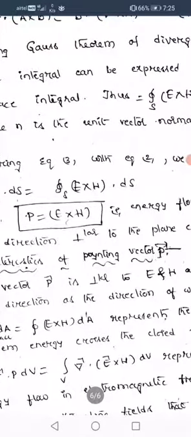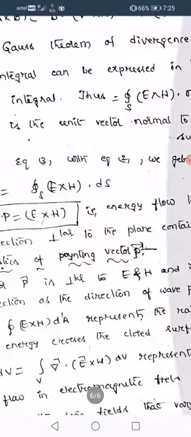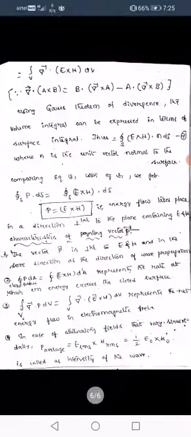That energy flow takes place in a direction perpendicular to the plane containing E and H. So this energy flow is perpendicular to both E and H, as P is E cross H. So energy flow, electric field and magnetic field are all in mutually perpendicular directions.